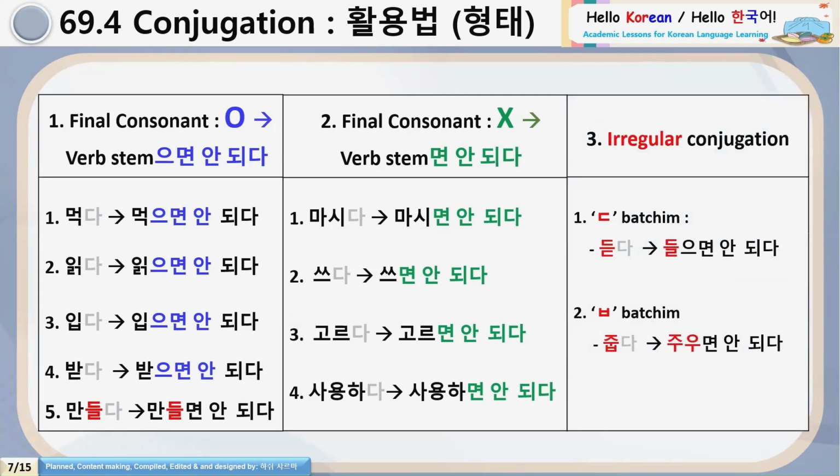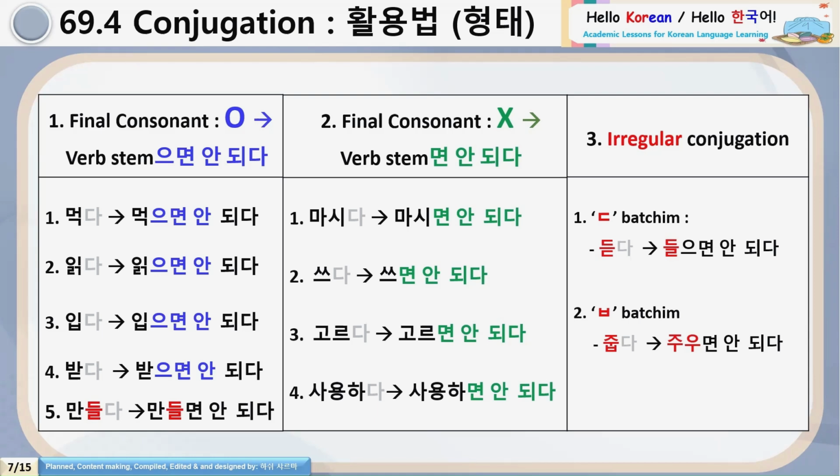There are a few irregular conjugation words. See the third category. Number one, with the ta pachim, 듣다 will be 들으면 안 되다. And number two, with the ba pachim words, 춥다 will be 추우면 안 되다. So again the same request to all of you, please make this table once in your notes, then only the conjugation will be clear.